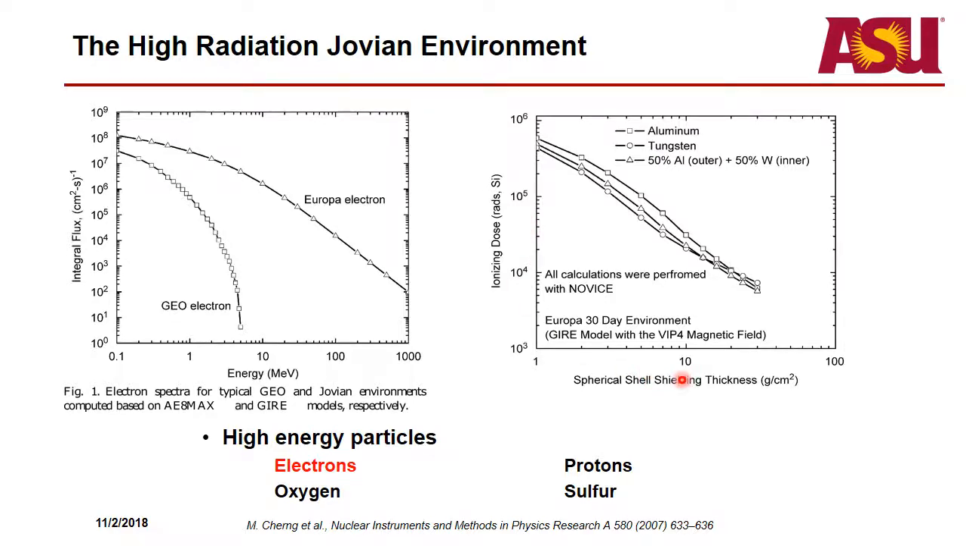And then this chart on the right shows a comparison of the dose that would be received for various thicknesses of shielding. Satellites have shielding around the electronics to help mitigate some of these TID effects. But the thicker your shielding, the heavier the instrument or the satellite is going to be. So ideally you want these shields to be as thin as possible. They have a comparison of 3 different materials: aluminum, tungsten, and some combination of aluminum and tungsten.